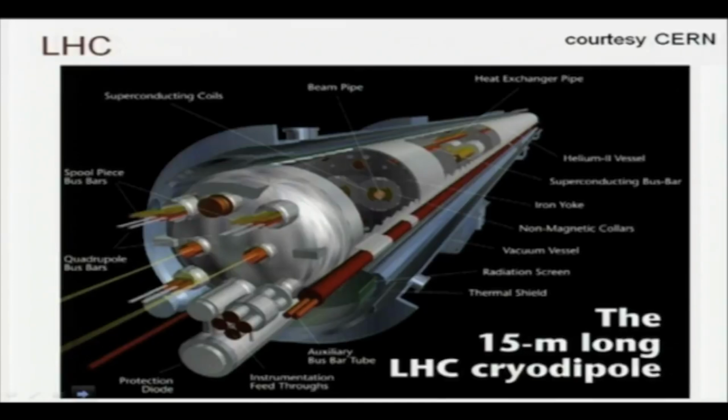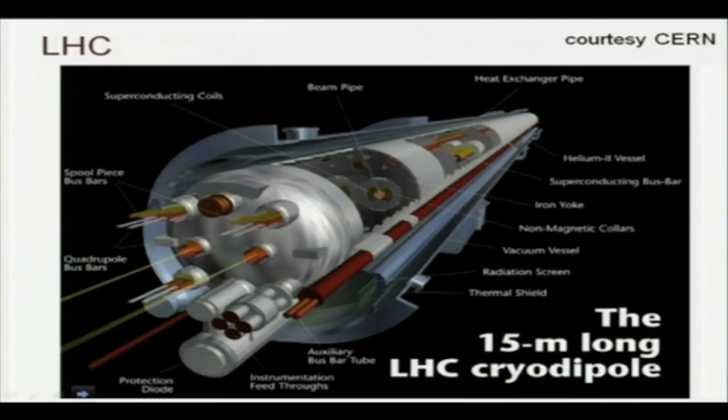It's not that a continuous magnetic field is applied all along the 27 kilometer ring, but it is provided through dipole magnet arrangements. Each of these is a 15 meter long cryo dipole, cryogenically cooled and all those things. There is a lot of technology needed there, and you can see various parts of this. Some of these are technical details, but some of them you can identify.